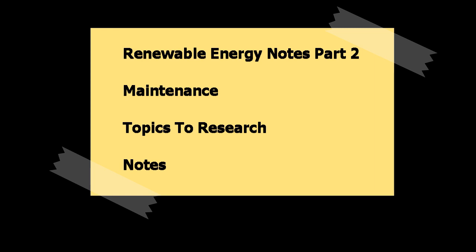Continuing on the subject of renewable energy level 3. We're going to be talking about systems and maintenance. All systems, whether they're computer systems or any kind of system, need maintenance to make sure things are running smoothly, efficiently and properly.